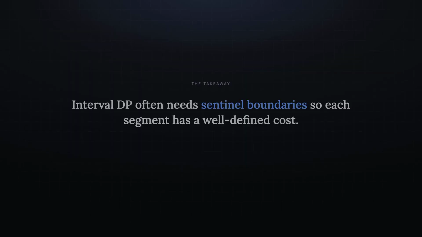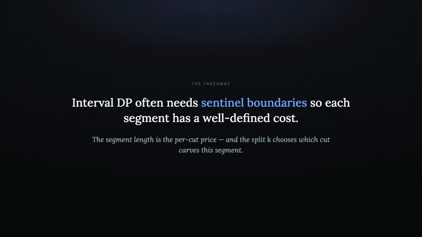The takeaway. Interval DP often needs sentinel boundaries, so each segment has a well-defined cost. Here the segment length is the per cut price, and the split k simply chooses which cut carves this segment.